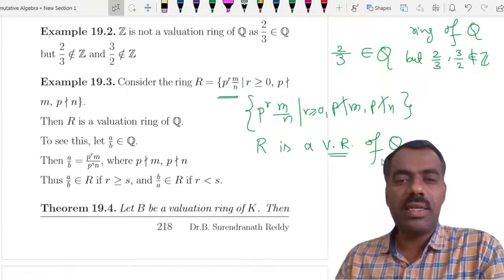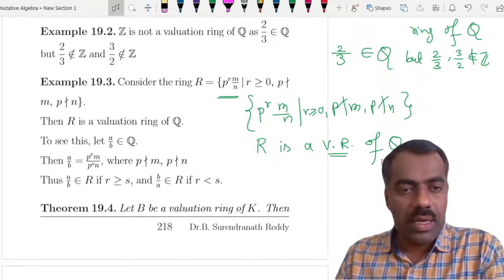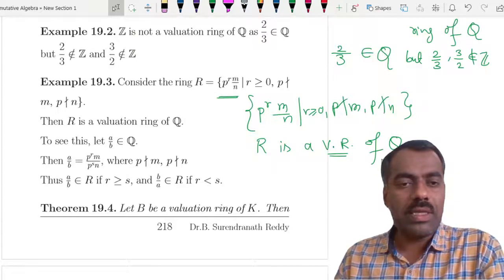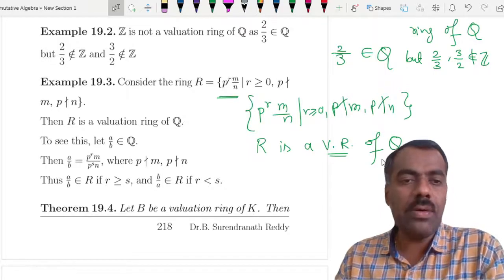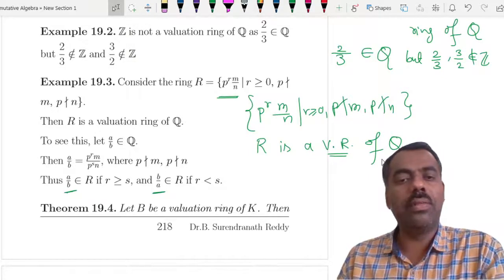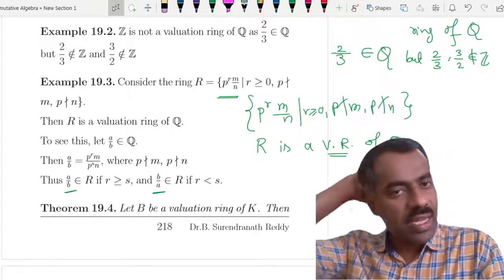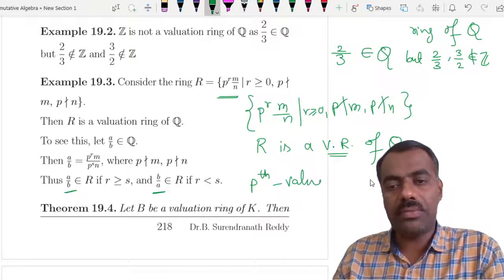You can easily check that, because if a by b is in Q, then it can be written in this form. From a you take out the maximum power of p, and from b you take out the maximum power of p. Then there is no multiple of p left in m as well as in n. Depending on whether r is greater than or equal to s or r is less than s, one of a by b or b upon a will be in R. That shows that this R is a valuation ring. Usually we will call this the p-th valuation, which you will see later.